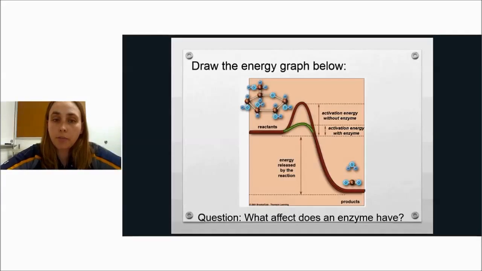This is the same graph we saw before. The red line is changing your reactant to your product, but it has this really high amount of energy needed for it, the activation energy. The green line right here shows the result of using an enzyme and lowering that activation energy. The initial beginning reactant and the end products are both the same, with or without an enzyme.